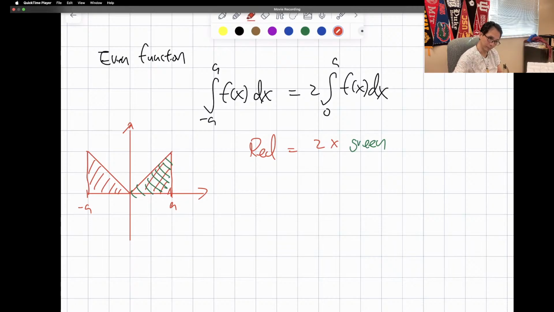The other color. Wrong color coding. Wait, I'm trying to do green, right? What am I doing?